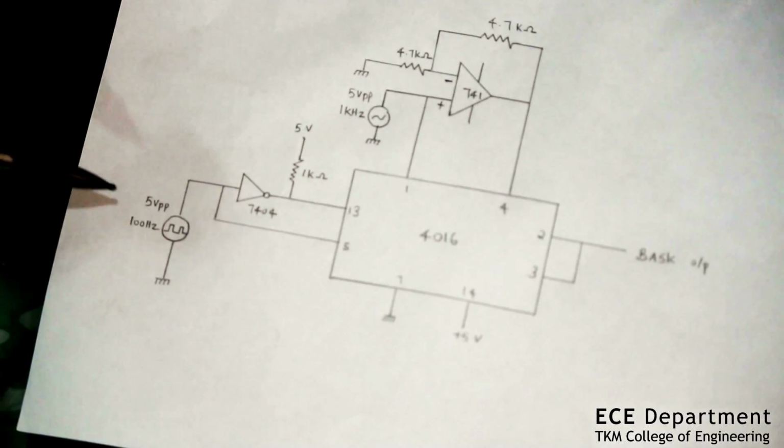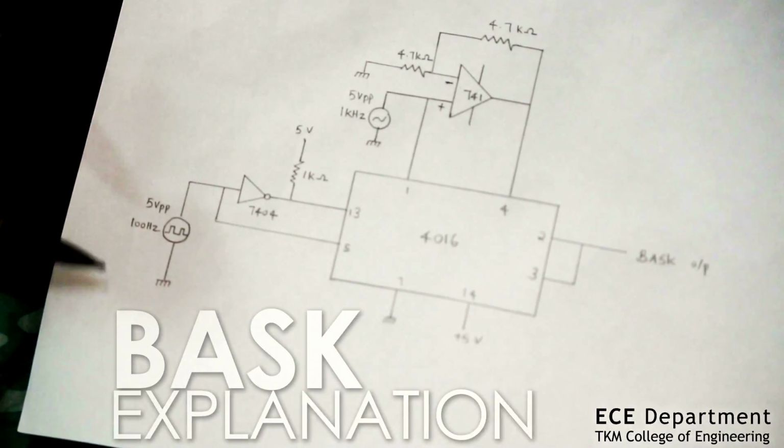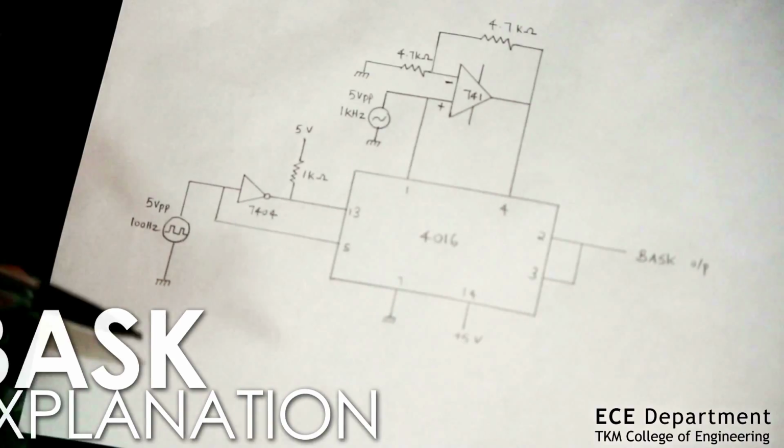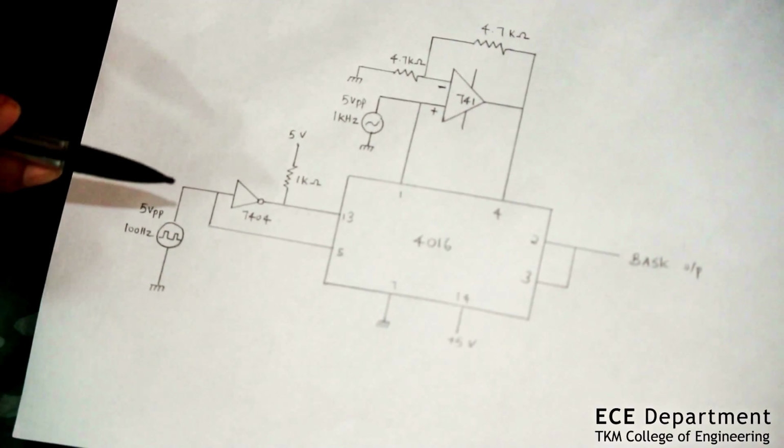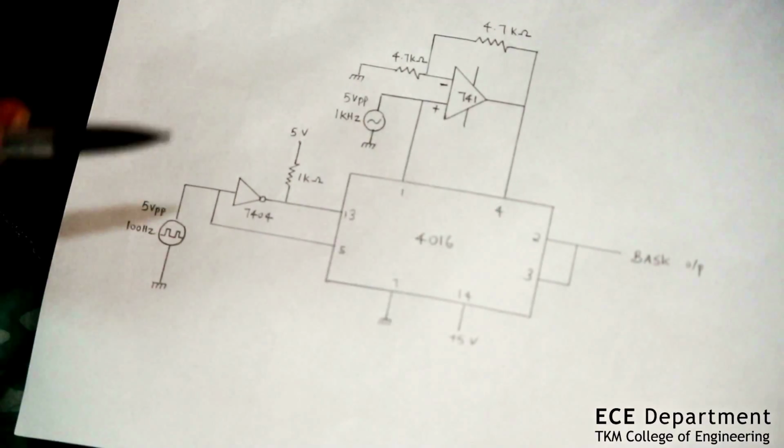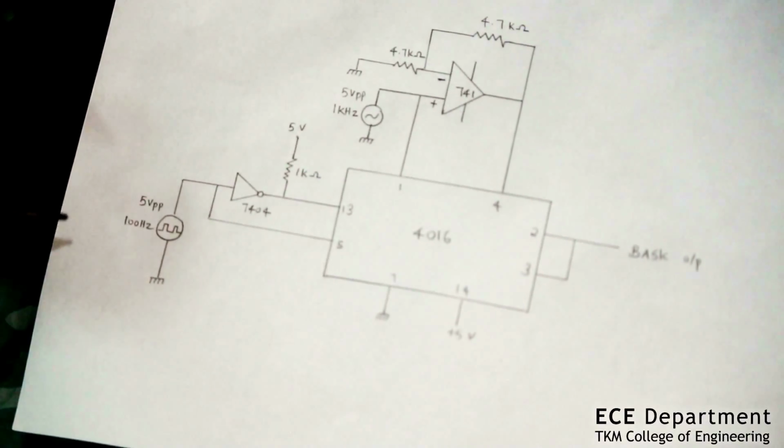Here we can see the circuit diagram of a BASK, that is binary amplitude shift keying. The circuit diagram is almost the same as that of BPSK. The only difference is that here the 741, which is the operational amplifier, acts as a non-inverting amplifier. Thus at the output we get signals of different amplitude and the same frequency.